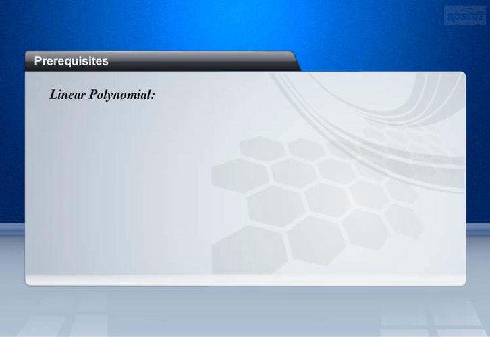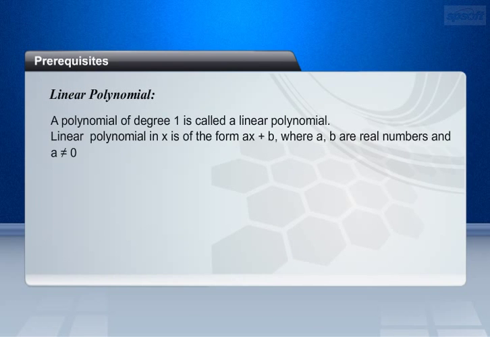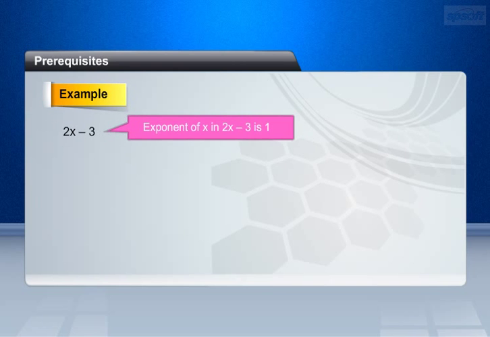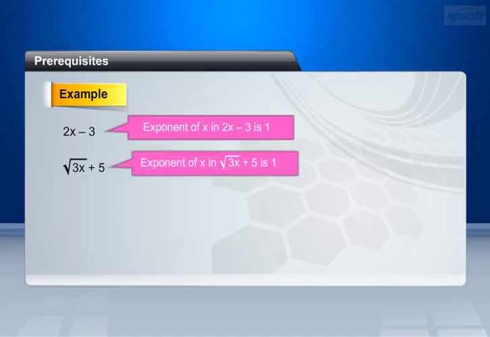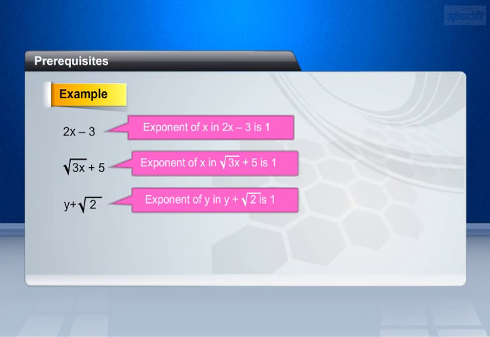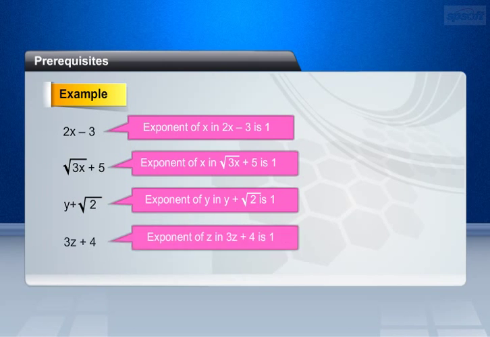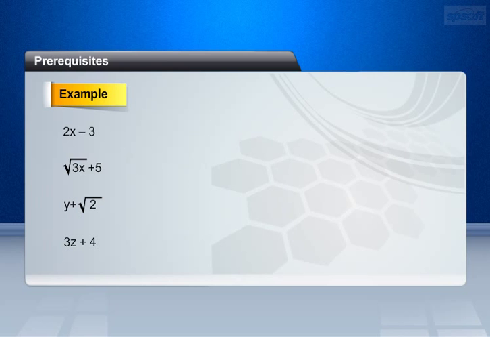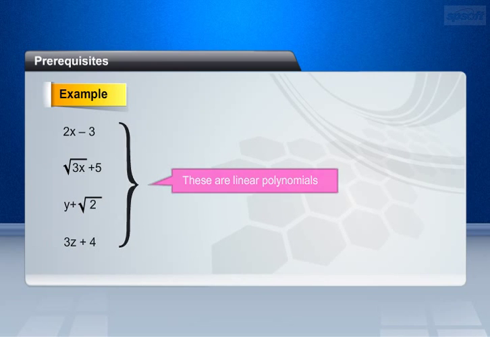Now let's define linear polynomial. A polynomial of degree 1 is called a linear polynomial. Let's see some examples of linear polynomials. Example: 2x minus 3. Here, the exponent of x in 2x minus 3 is 1. Root 3x plus 5. Here, the exponent of x in root 3x plus 5 is 1. y plus root 2. Here, the exponent of y in y plus root 2 is 1. 3z plus 4. Here, the exponent of z in 3z plus 4 is 1. So, these are linear polynomials.